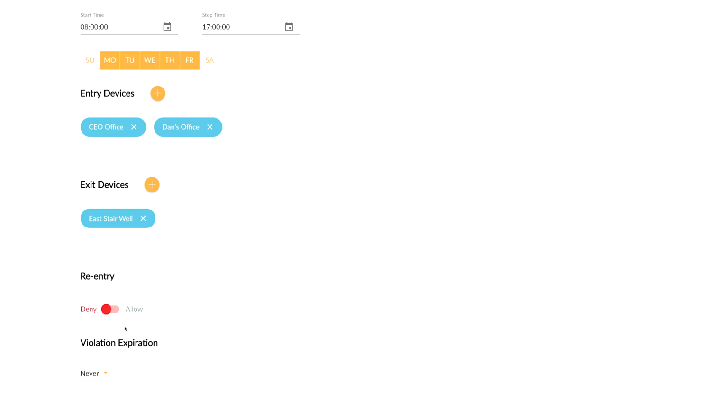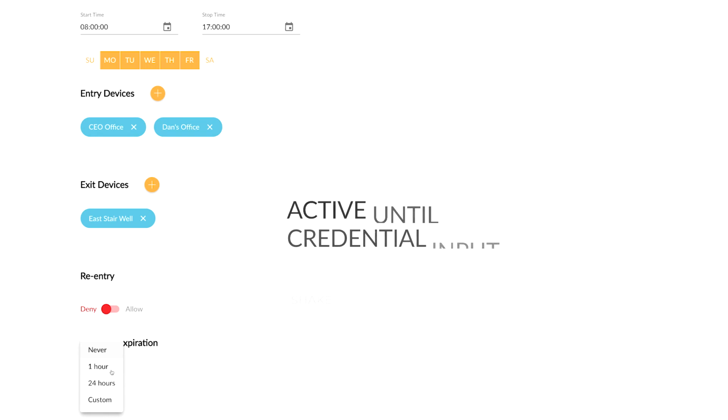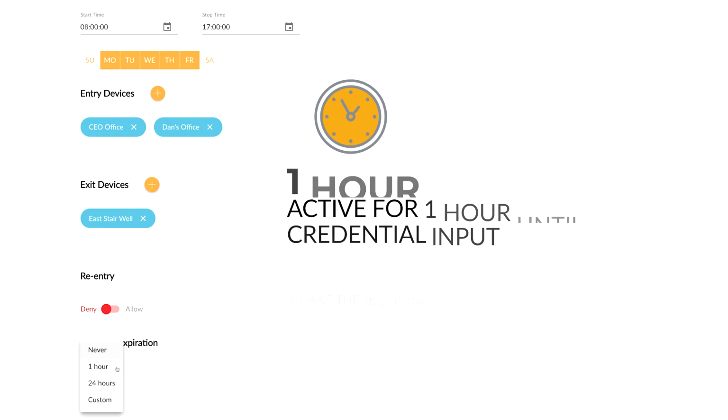Next, select the violation expiration timeframe. Never means the anti-passback restrictions generated by this rule will be active on the person until the exit device is used or it is manually dismissed. 1 hour means the anti-passback restrictions are active for 1 hour from a valid credential input on a selected entry device or until it is manually dismissed.